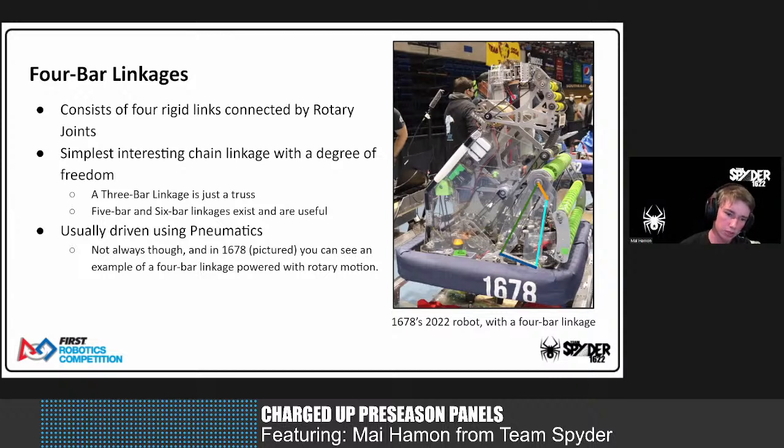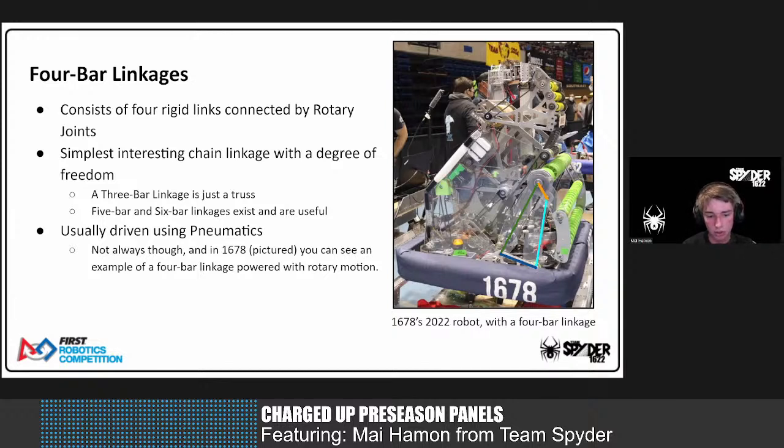We're going to use this opportunity to talk about 5-bar and 6-bar linkages, which exist and are useful. I've seen some teams use 6-bar linkages. Although they are useful in mechanical engineering, and we'll cover some examples of them outside of FRC, their advantages over a 4-bar are so specific and niche that they don't see much use in FRC.